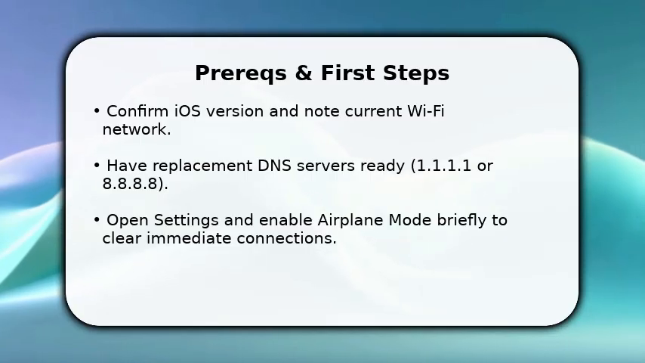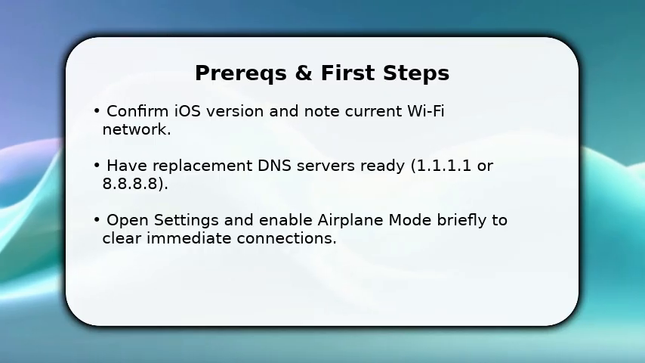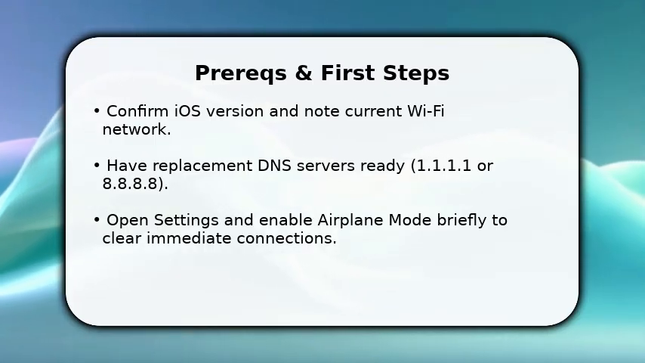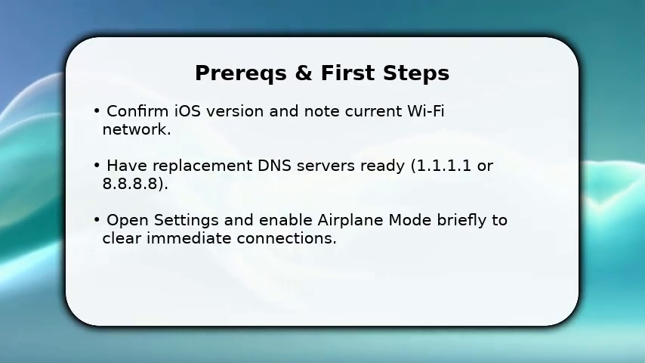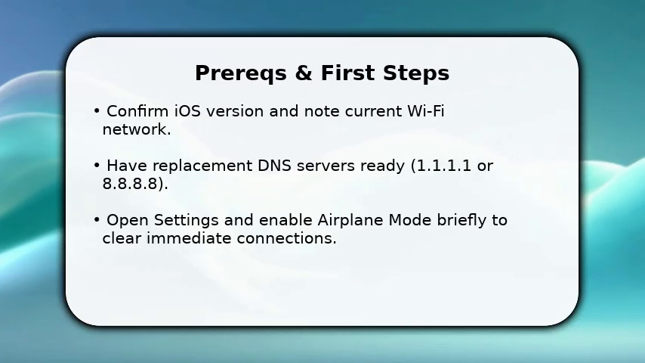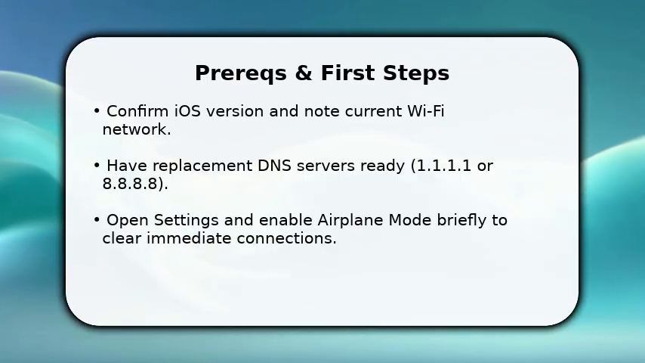You begin by preparing. Make sure you know the iPhone model and iOS version and that you're on the Wi-Fi network you plan to edit. Once done, open Settings and flip Airplane Mode on for 5 seconds, then off. This severs active connections and often clears transient DNS bindings.